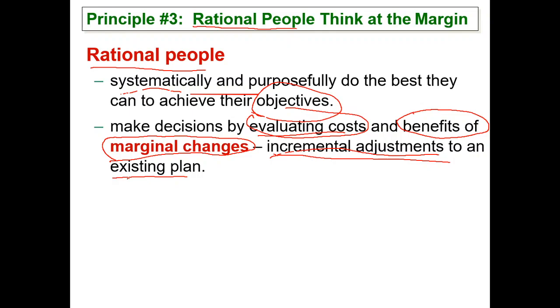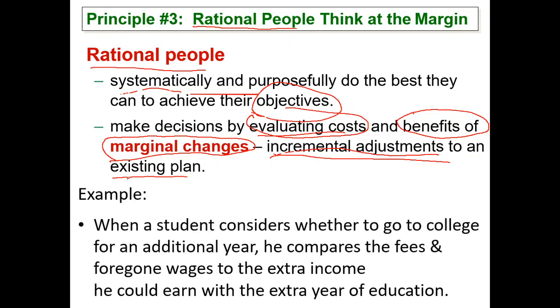The same goes for businesses, and for people as consumers. Okay? So there is an example here. When a student considers whether to go to college for an additional year, he compares the fees and the foregone wages to the extra income he could earn with the extra year of education. That is what I said earlier about opportunity cost. So all these things are related to opportunity cost. Okay?